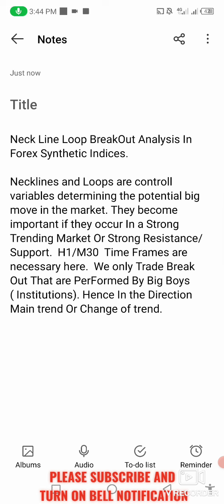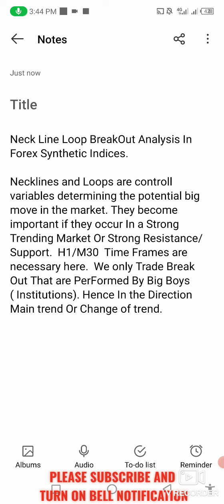In today's video, this is something you need, especially as a beginner trader. You really need to understand the power of necklines and loops. Necklines and loops are control variables. So what is a neckline and what is a loop?